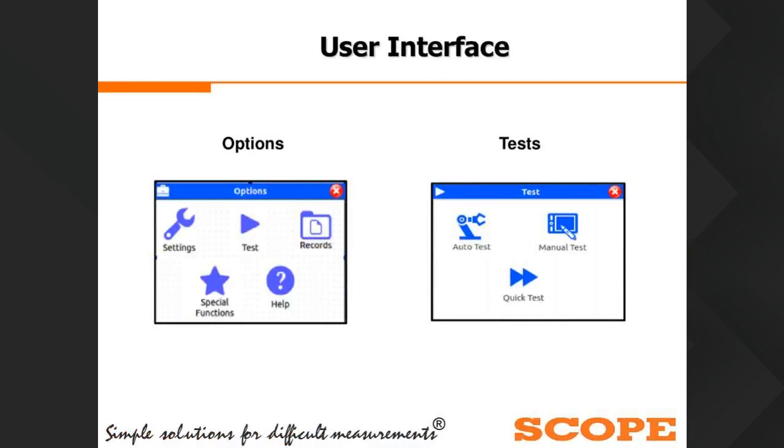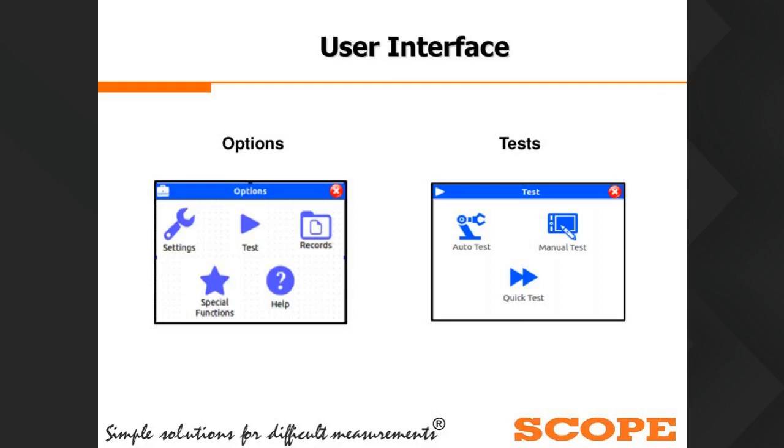Then we will see the user interface for easy operation for the operator. We have provided different options: settings, test, records, special functions, and help. Settings is for the creation or edit of the ID. And in the test we have given different types of test, that is auto test, manual test, and quick test. So these facilities we have provided.